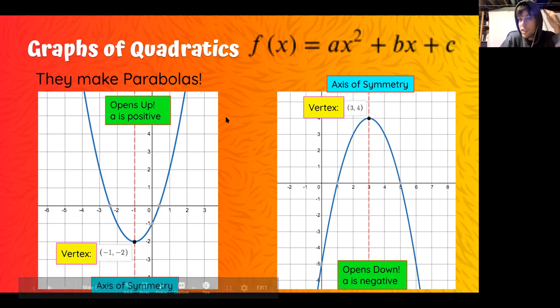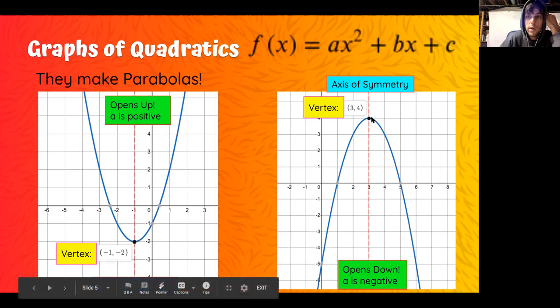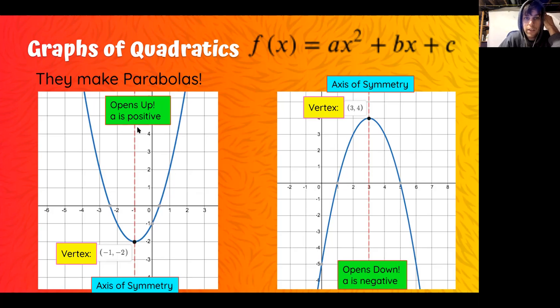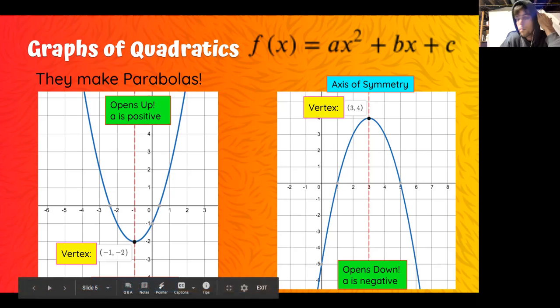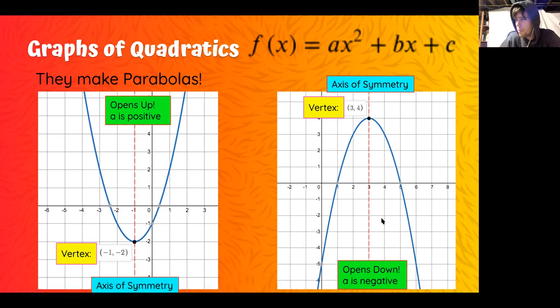Some important features of quadratic graphs would be the vertex. We'll talk a lot about the vertex and also the axis of symmetry. All parabolas are symmetrical through that vertex. So these parabolas are all going to have a vertical line of symmetry. You probably learned in Algebra 2 about some horizontal parabolas, but those wouldn't be functions, so we're not going to be focusing on them in this section here. All right.